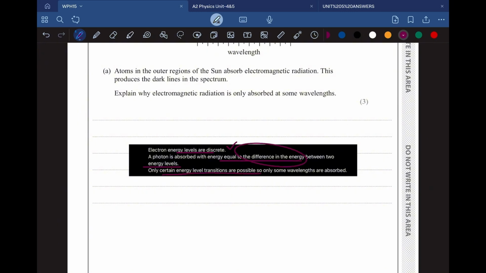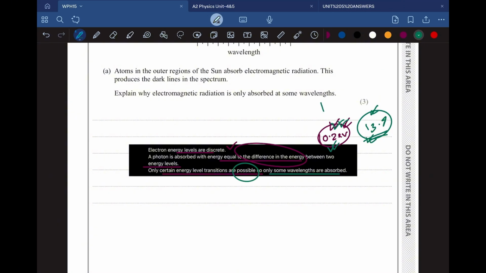Only certain energy level transitions are possible, so only some wavelengths are absorbed. As only 10.2 will be absorbed, they will only take 10.2. They will never take 10.3 or 10.4. As only certain energy level transitions are possible, only this 10.2 or another one may be 13.4. So it will never be greater or less than 13.4. So these are exact points. As these exact energy level transitions are possible, only some wavelengths are absorbed. Not all the wavelengths are absorbed. Only the photons which have this amount of energy will be absorbed, not all of them.